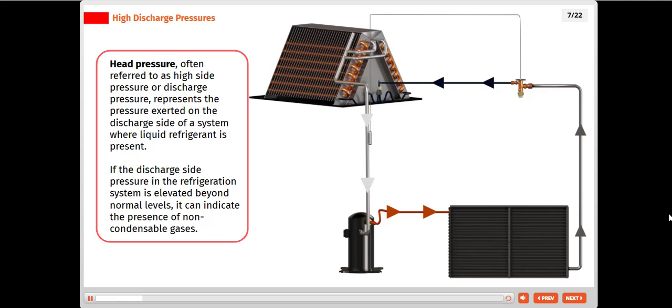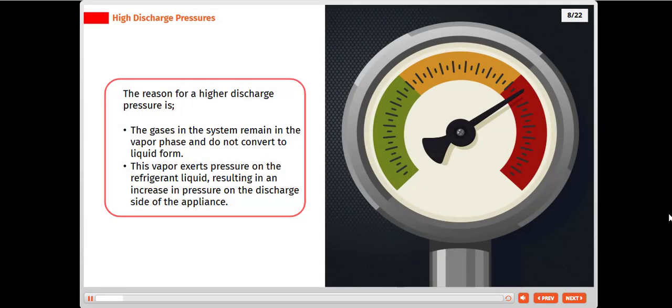Head pressure, often referred to as high side pressure or discharge pressure, represents the pressure exerted on the discharge side of a system where liquid refrigerant is present. If the discharge side pressure in the refrigeration system is elevated beyond normal levels, it can indicate the presence of non-condensable gases. The reason for a higher discharge pressure is the gases in the system remain in the vapor phase and do not convert to liquid form. This vapor exerts pressure on the refrigerant liquid, resulting in an increase in pressure on the discharge side of the appliance.